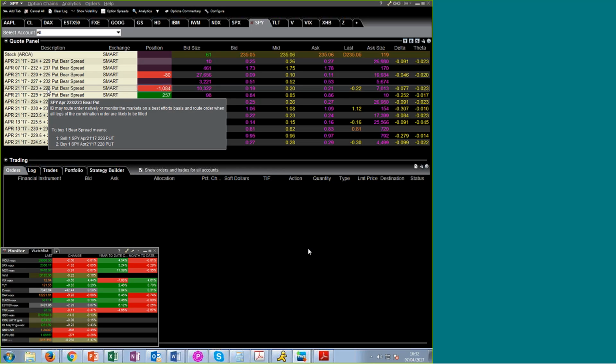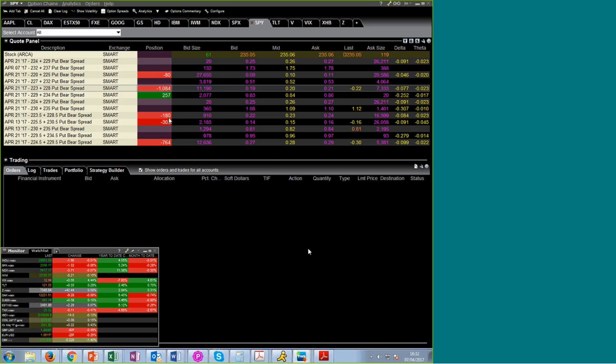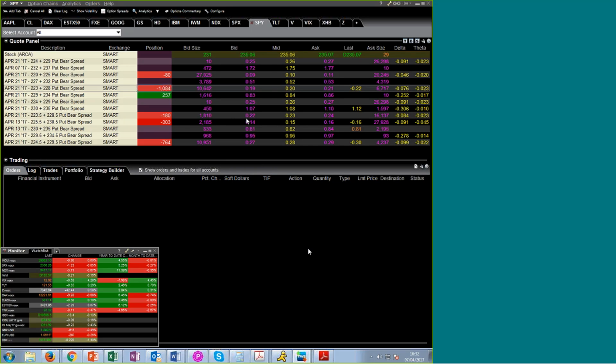We are looking good on that, and also on the other two positions, which is April 21, the 225.5, 230.5, and the April 13, 225.5, 230.5. That's 225 half, 230 half. So both of those are moving towards expiry nicely. SPX, as you can see here, is around 23.56. The range that we're in right now, we're pretty comfortable with it.